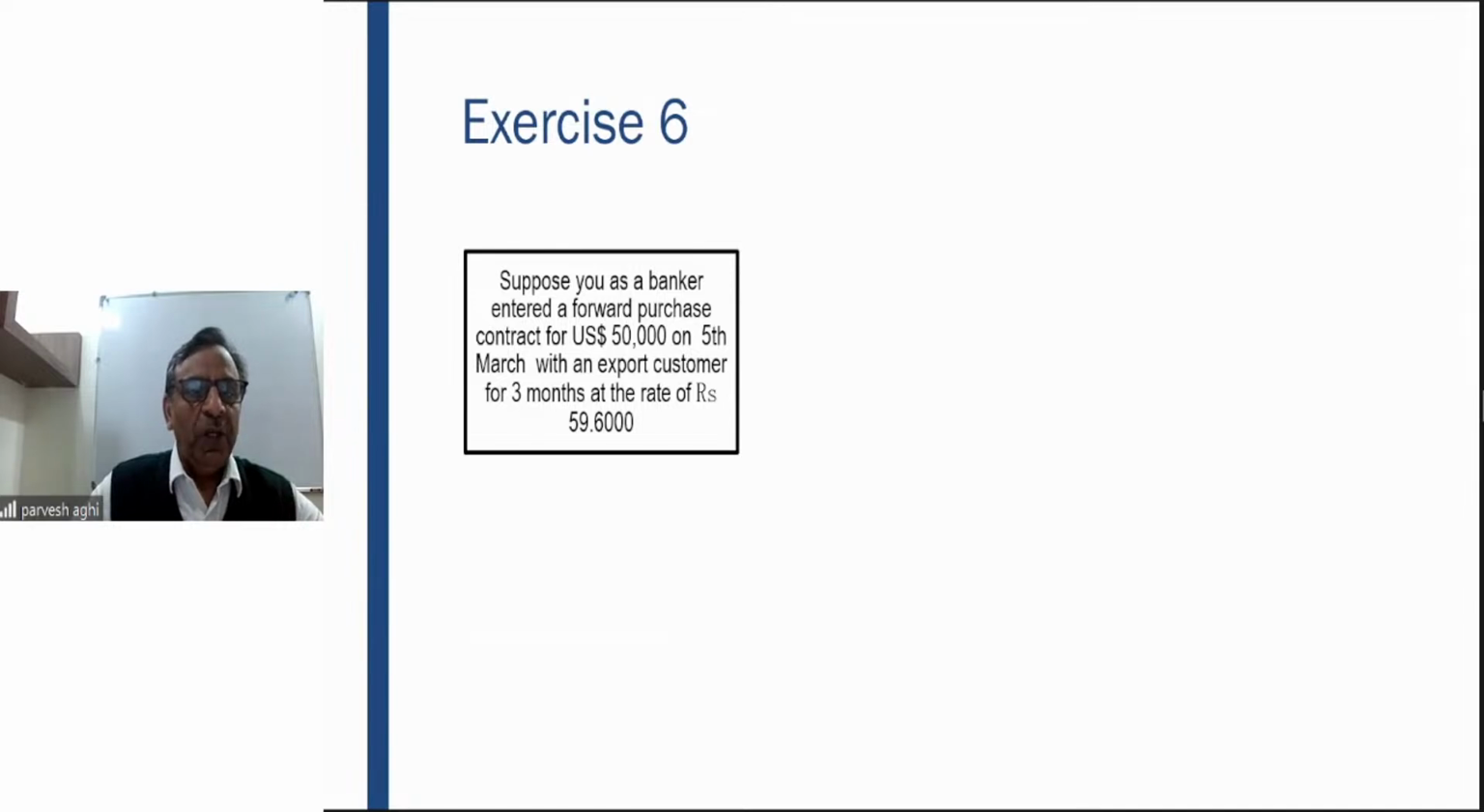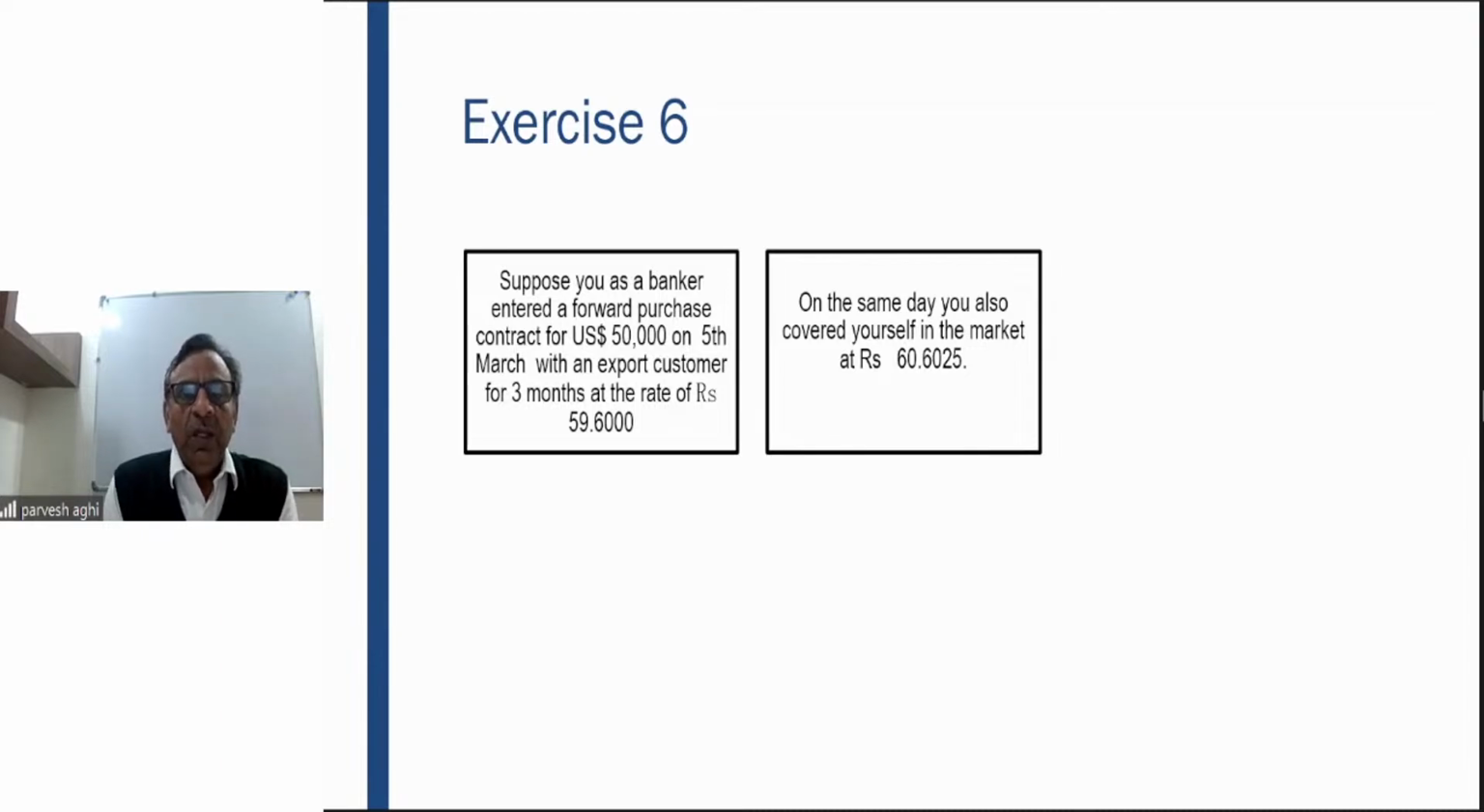entered into a forward purchase contract for $50,000 on 5th of March with an export customer for 3 months at the rate of 59.60. So you entered as a banker to purchase how much? $50,000. When? On 5th of March. That was the date when you entered the contract, and the money will be coming after 3 months. The rate given by the banker was 59.60.